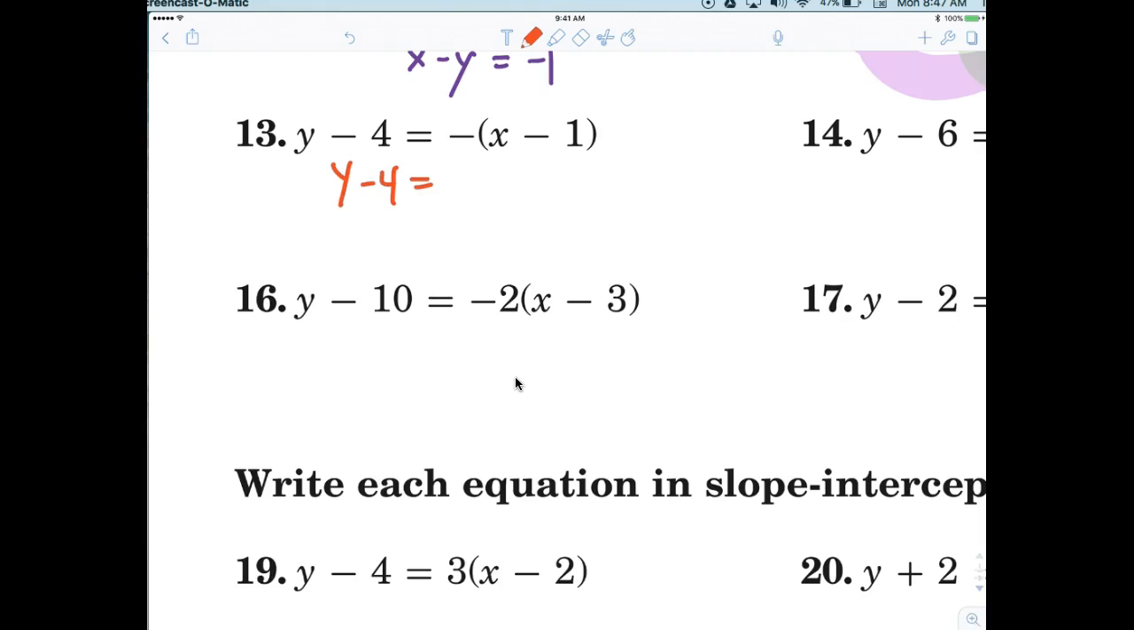y minus 4 equals negative x plus 1, right? So is the x positive or negative? So I'm going to move it to the left. When I move it to the left, it becomes? So it's going to be x. The y is positive already, right? Now the negative 4 on the left has to go to the right. So you make it positive 4 equals 5.